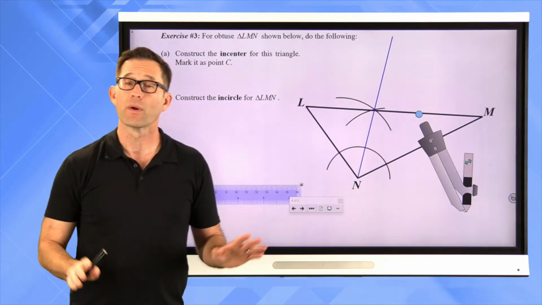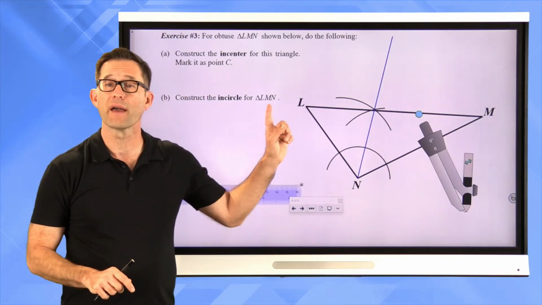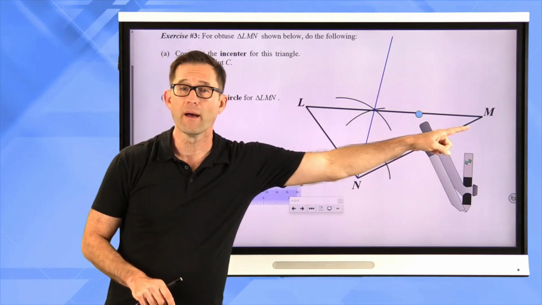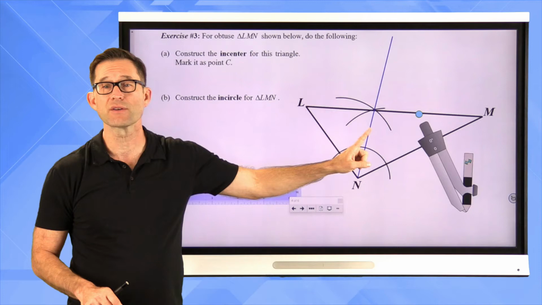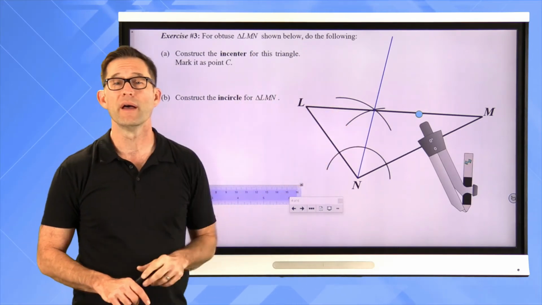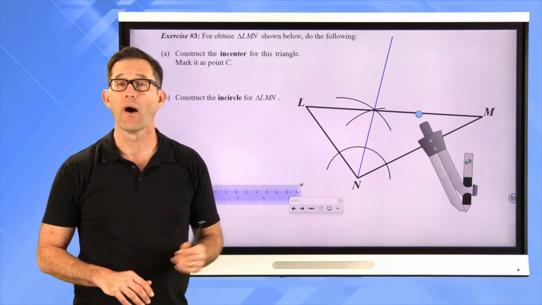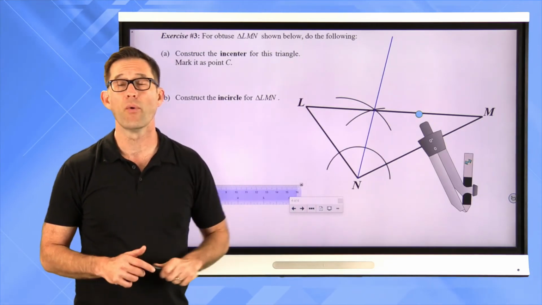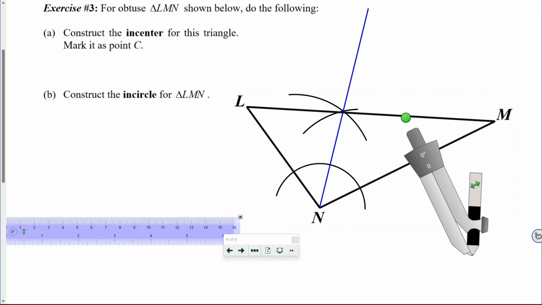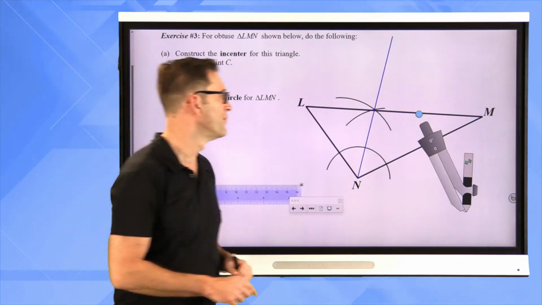All right. What I'd like you to do is construct the angle bisector for either L or M, it shouldn't make any difference, and the intersection of that particular angle bisector with this one, we're going to want to label as point C. Pause the video now, and again, I'm going to do point L if you want to do the same thing I do.